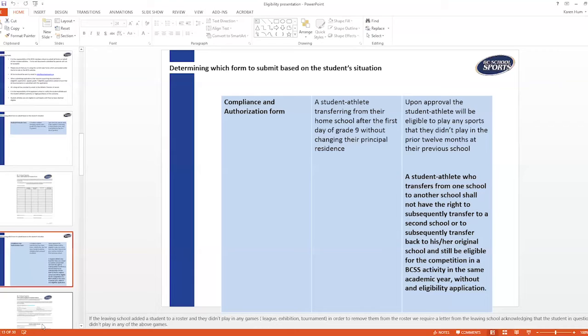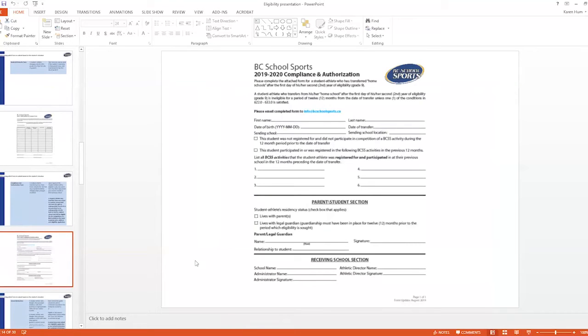So they're going to play football in the fall at school A, and then in term B, they're going to play basketball at the other school. One compliance and authorization form can be submitted in an academic year. So if they're going to go back to the other school, it would need to be an eligibility application submitted at that time. Does anybody have any questions regarding the compliance and authorization form or anything surrounding that particular rule?